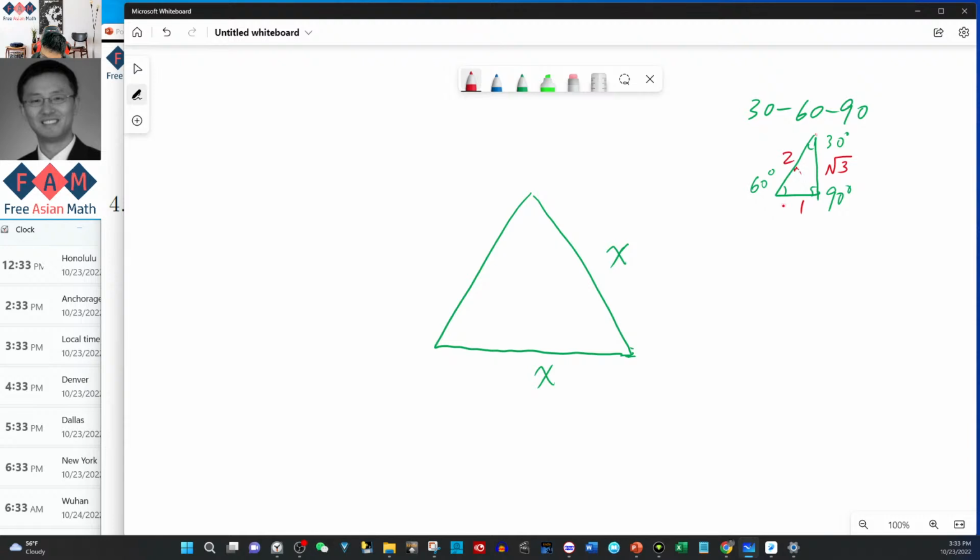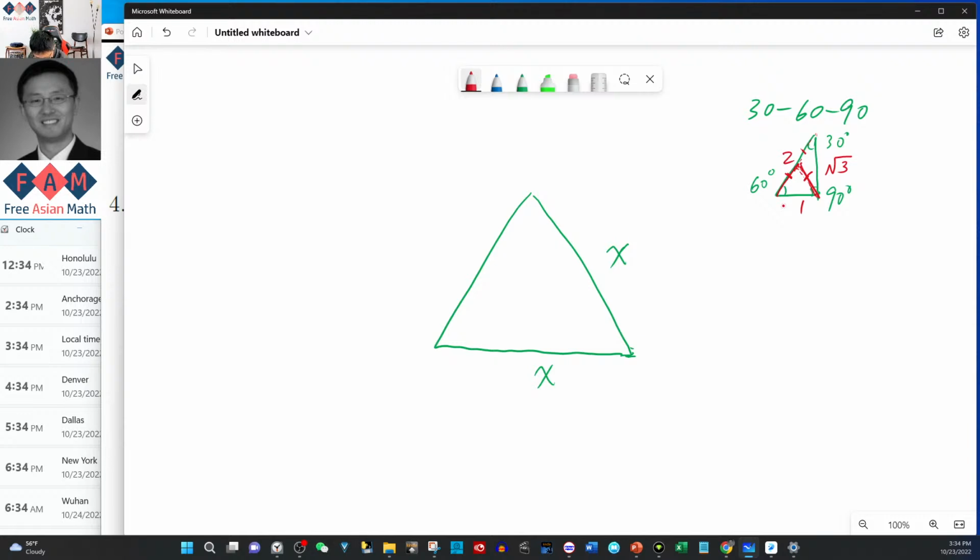So if you connect the vertex at the right angle with the midpoint of the hypotenuse, you will get an equilateral triangle here. This is a very important theorem: for any right triangle, if you connect the midpoint of the hypotenuse with the vertex of the right angle, that segment equals 1/2 of the hypotenuse. This is actually a midline of the right triangle. So then you can see that this is an equilateral triangle.